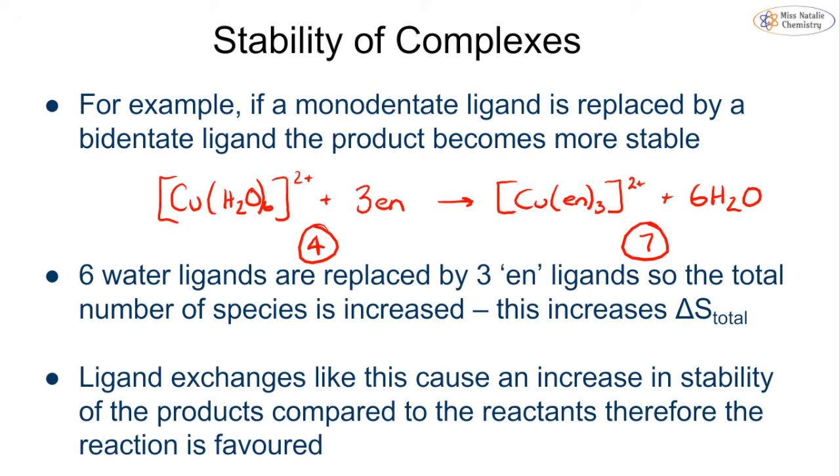And if you think back to topic 12, increasing the number of moles that are present or the number of substances gives you an increase in total entropy. So when we get this increase in total entropy, this actually causes an increase in stability. So this is a very favoured reaction, and it is also, of course, a feasible reaction in terms of thermodynamics because we have an increase in that total entropy. So any ligand exchange to swap out a monodentate ligand for a multidentate, so like the EN or the EDTA, is going to be a very favourable reaction.